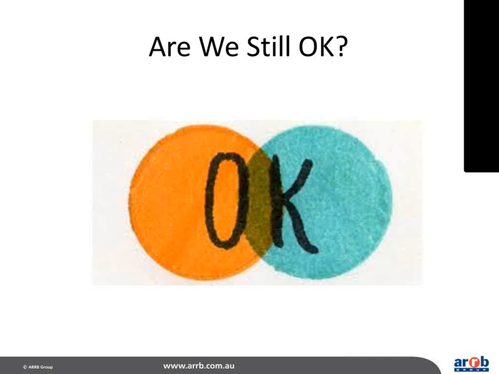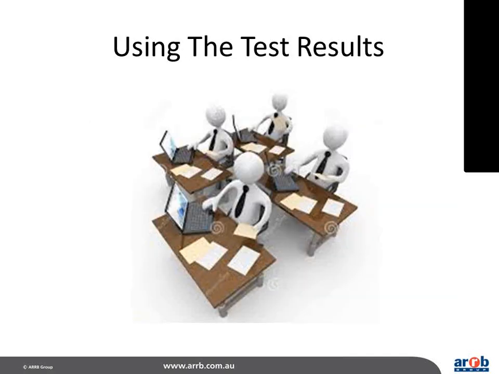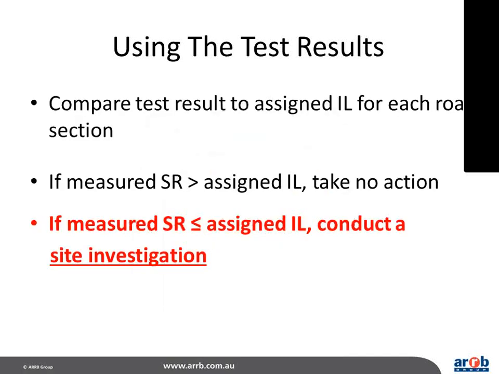All right, well, we've done a lot of background work. We've got our investigatory levels. We've created our table. We've assigned them to the sites. Let's think about how we do that now. We've got some test results. We send out the machines, and what we're basically doing is comparing our test results to the assigned investigatory level for each road section. If the measurement is greater than that investigatory level, then things are going okay. We can typically take no action. There may be some other things which come into the mix which may determine that we need to do something further, but typically that will prompt us to take no action.